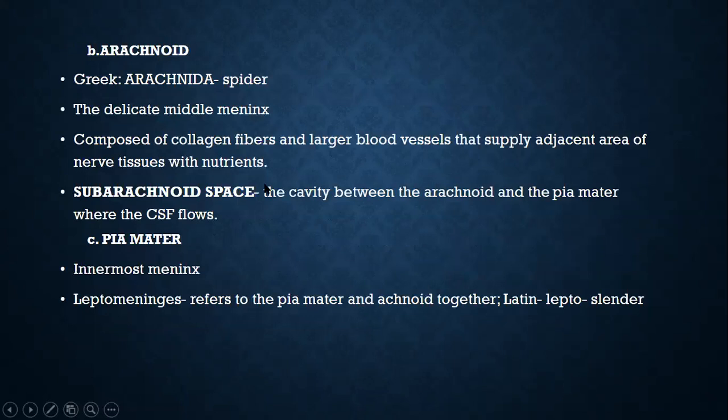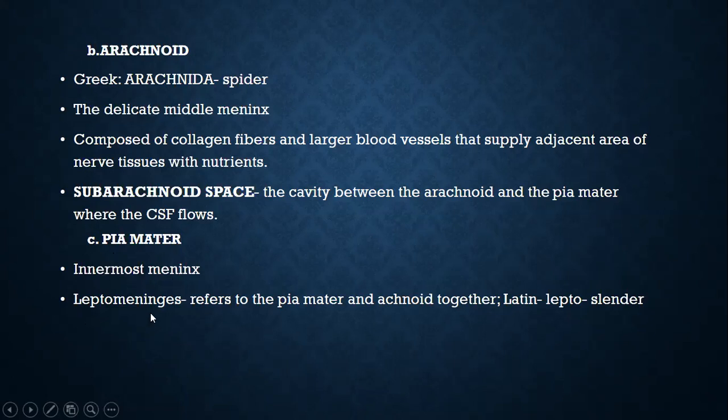Arachnoid, so this is the delicate middle meninx, composed of collagen fibers and larger blood vessels that supply adjacent areas of the nerve tissues with nutrients. It has a subarachnoid space, the cavity between the arachnoid and the pia mater where the CSF flows. Then the last one is the pia mater, which is the innermost meninx.